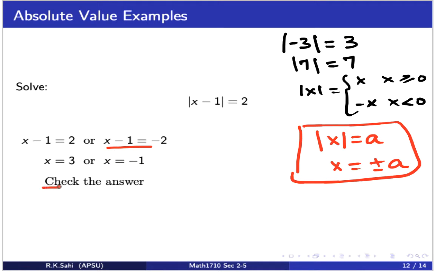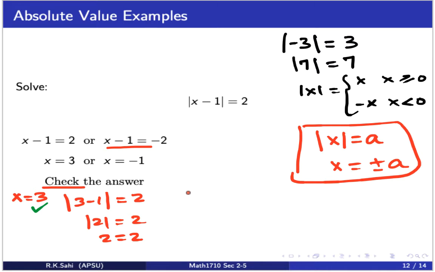Very important, guys, to check your answer. Checking the answer means the values we have got for x should be substituted in the original problem. So let's do x equals 3. When we substitute in the original problem, what do we get? The absolute value of 3 minus 1 equals 2. Then it's the absolute value of 2 equals 2. The answer is 2 equals 2. So yes, 3 is an answer.